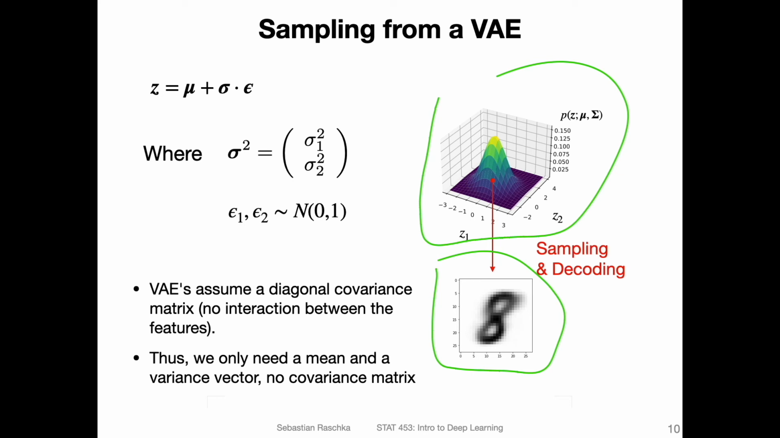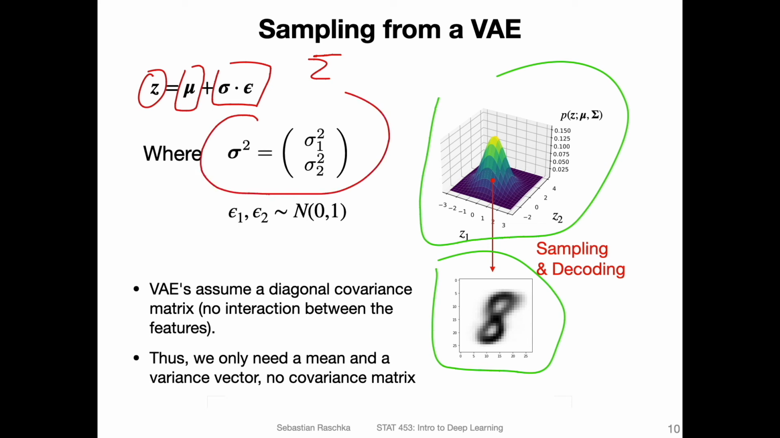Here's how we draw a new sample Z: standard deviation times epsilon plus the mean. Actually, we don't need to use the whole covariance matrix for that, because the off diagonals are 0, like I showed you before. So we only need to store a vector for the variance, just to keep it simple. This is just the variance vector, and these epsilons are drawn from a normal distribution. This is the way we sample.